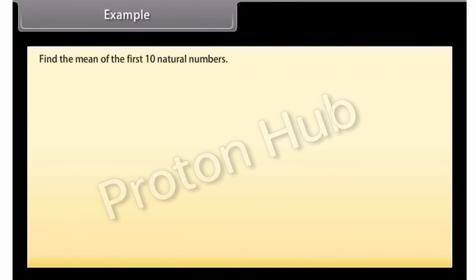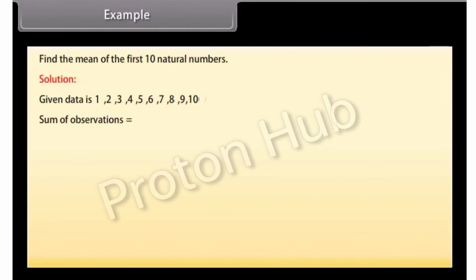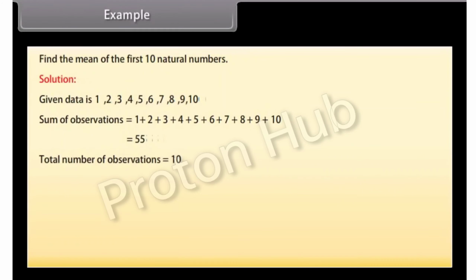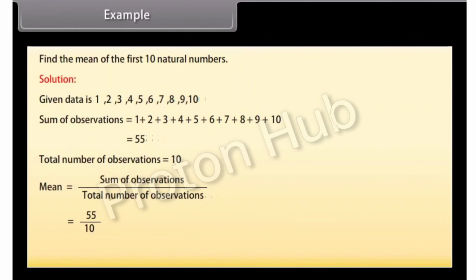Example. Find the mean of the first 10 natural numbers. Solution. Given data is 1, 2, 3, 4, 5, 6, 7, 8, 9, 10. Sum of observations is equal to 1 plus 2 plus 3 plus 4 plus 5 plus 6 plus 7 plus 8 plus 9 plus 10 equals 55. Total number of observations equals 10. Mean is equal to sum of observations by total number of observations, equals 55 by 10, equals 5.5.